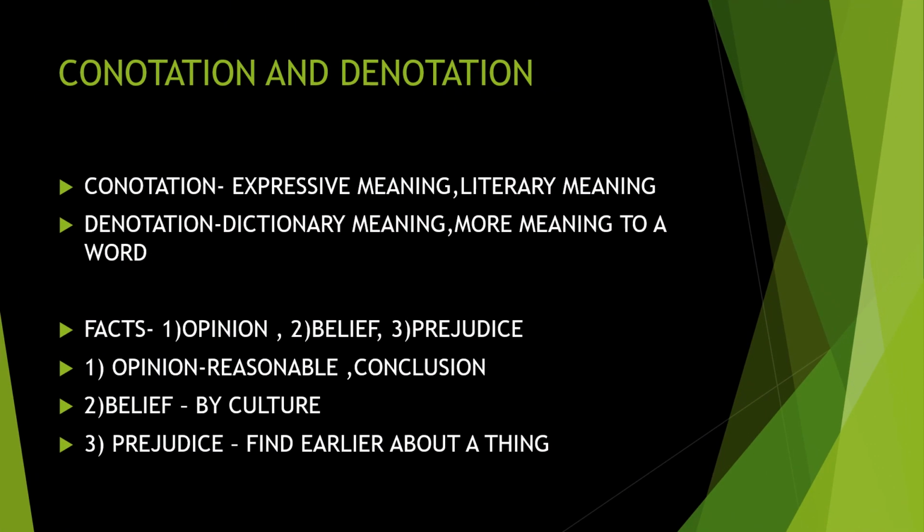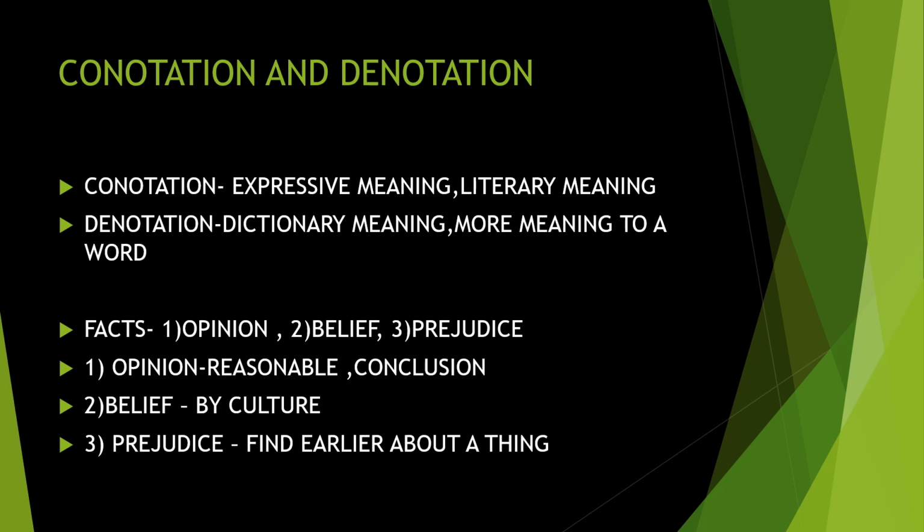Next is connotation and denotation. Connotation means expressive meaning or literary meaning. Some words have a literary meaning, where we mean some other thing, and a different meaning in the dictionary. Denotation: D, always think it is connected to dictionary. Denotation is the dictionary meaning. A word can have different meanings; as a noun it has one meaning, and when used in gerund form, some other meaning. So in the dictionary there are many meanings for a word. Connotation is the expressive or literary meaning, what we call the connotative meaning.